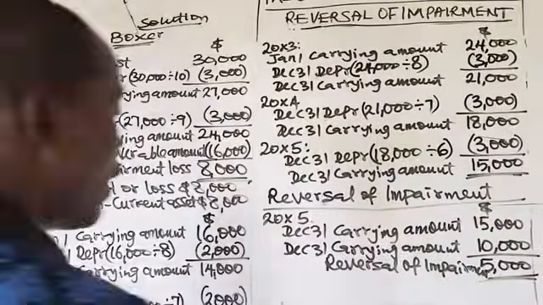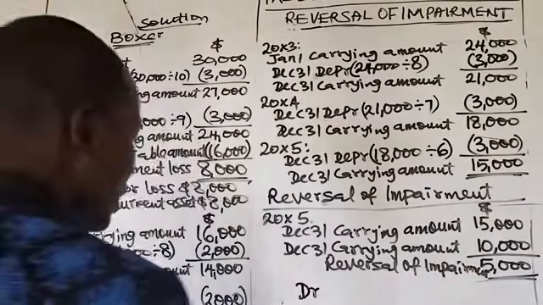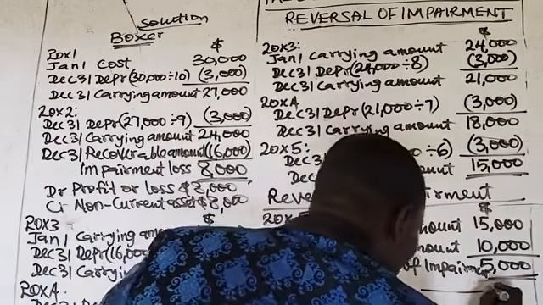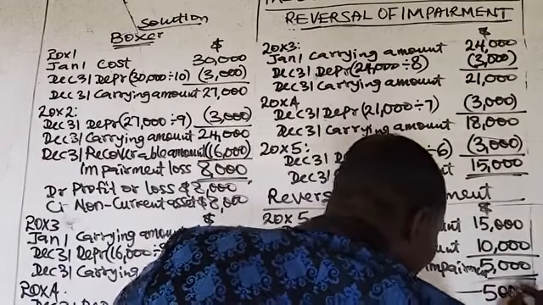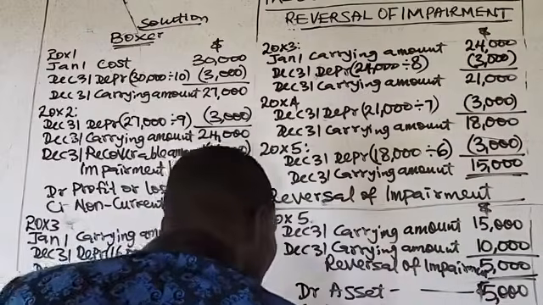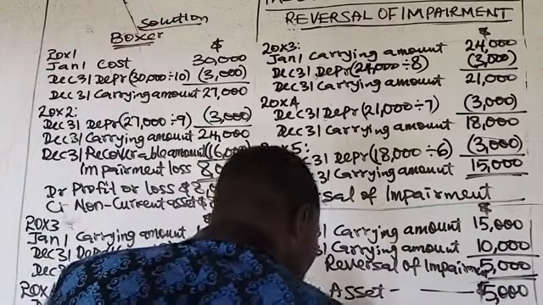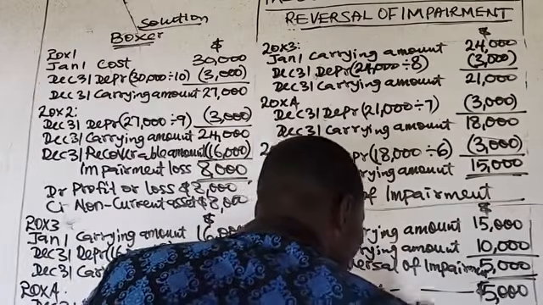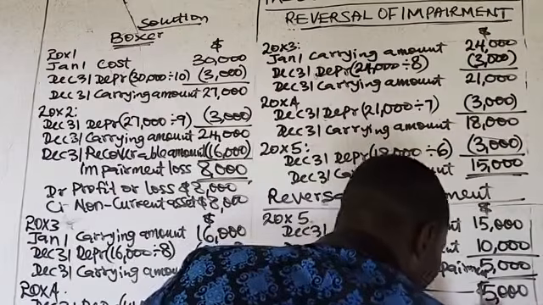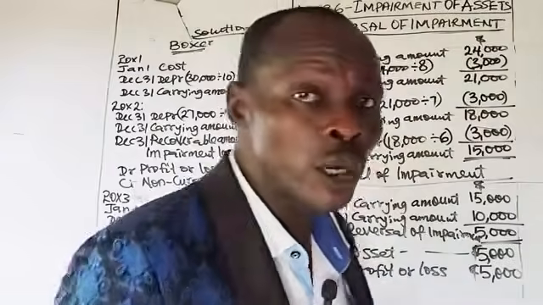So the double entry for this 5,000 is to debit the asset, the non-current asset, with $5,000. Then you credit the profit or loss with $5,000. That is the double entry for that. This marks the end of the solution to this question.